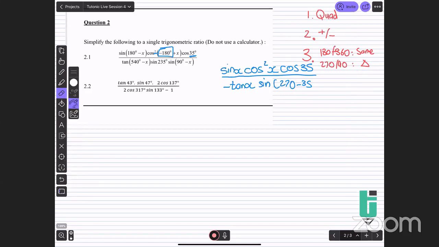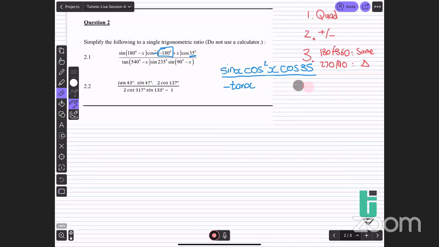35. Couldn't I just do sine 180 plus 55? You could, but remember you've got a 35 here. So I'm thinking let's keep the 35, so that we can cancel. But either way is fine.